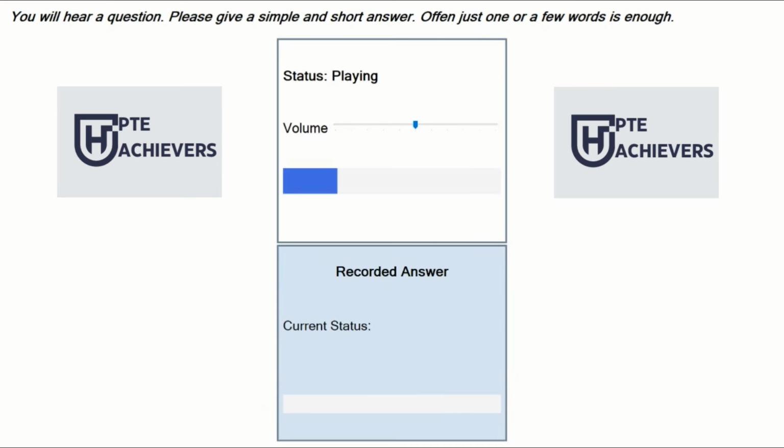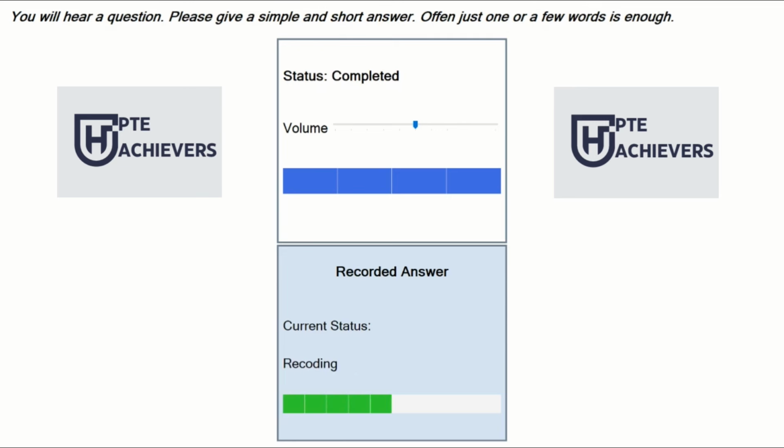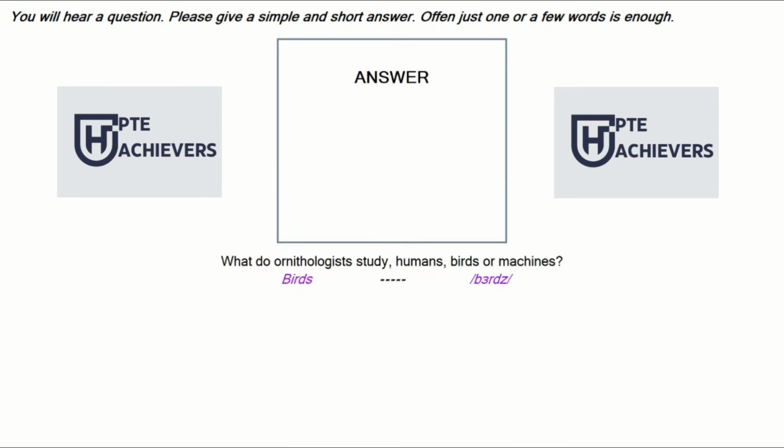What do ornithologists study? Humans, birds, or machines? Birds.